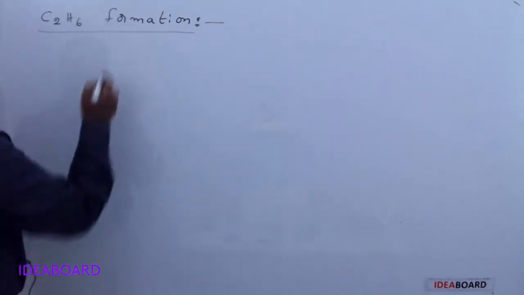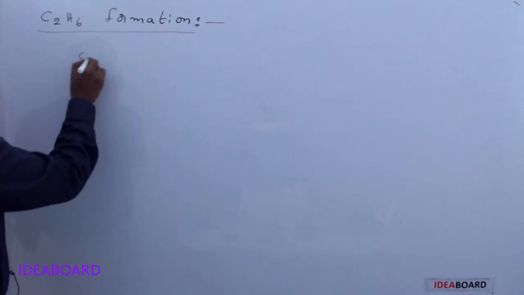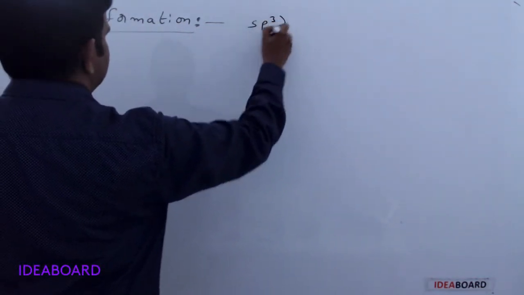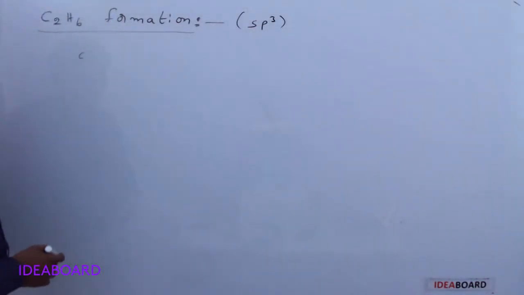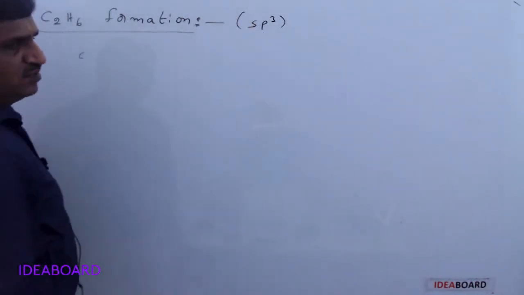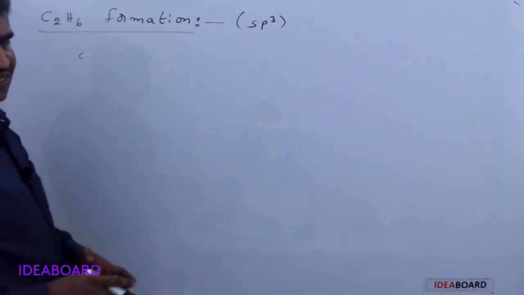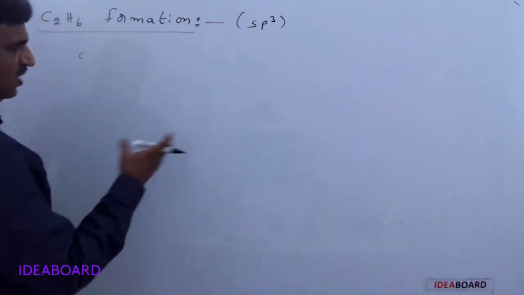Now see, after the different types of hybridization, formation of C2H6 molecule. In the C2H6 molecule, the hybridization we are having for the carbon atoms is sp3. How can I calculate sp3 hybridization? I will give the hybridization calculation and also a short trick, later I will give.